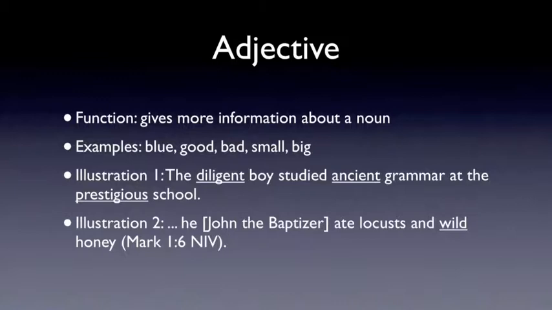An adjective gives more information about a noun. Here are some examples: blue, good, bad, small, and big. In our first illustration, the diligent boy studied ancient grammar at the prestigious school. In this sentence, diligent, ancient, and prestigious give more information about the nouns that they're connected to.